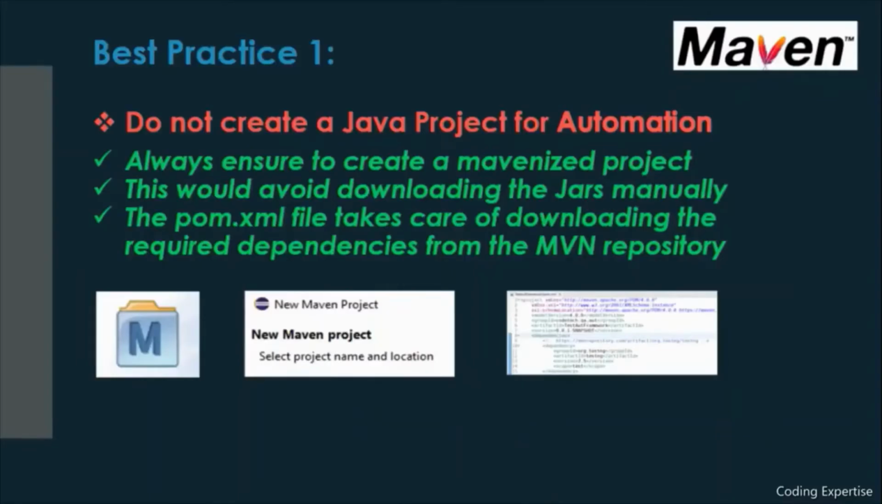The first one: whenever you create an automation framework, make sure to create a Mavenized framework instead of a Java framework. For a Java framework, you need to download the JARs manually. That's a troublesome process. In the case of a Mavenized framework, the JARs get automatically downloaded from the Maven repository. Our main job is to place all the dependencies inside a pom.xml file. That's it.